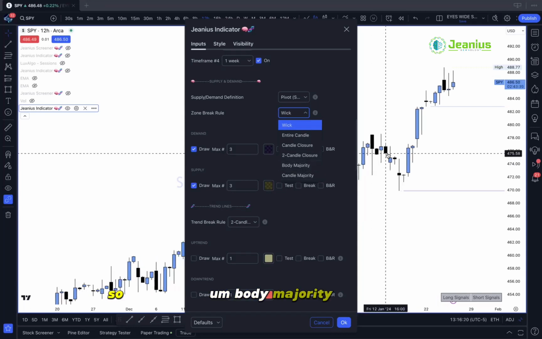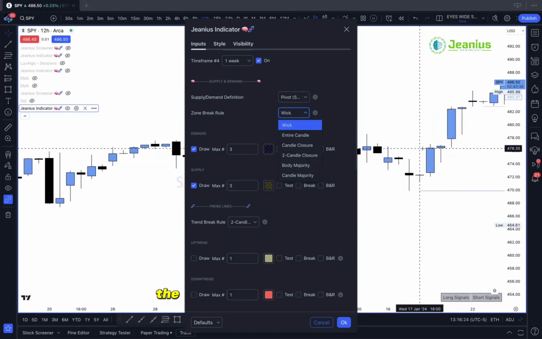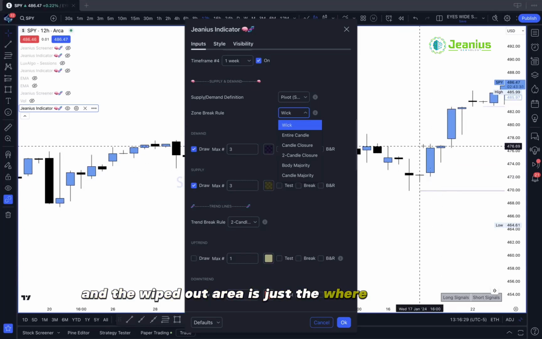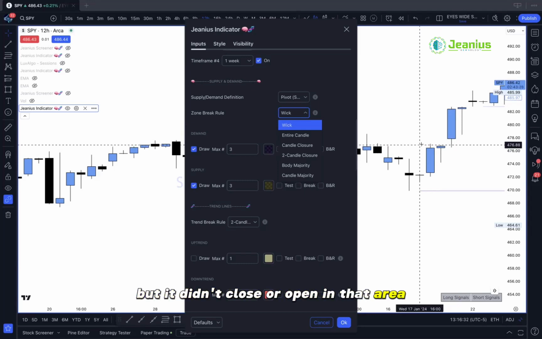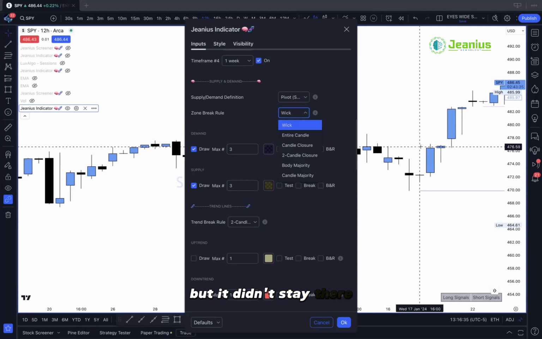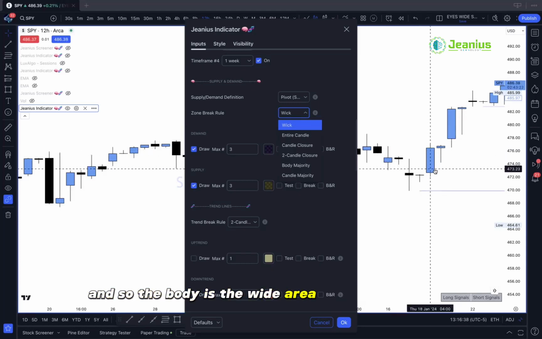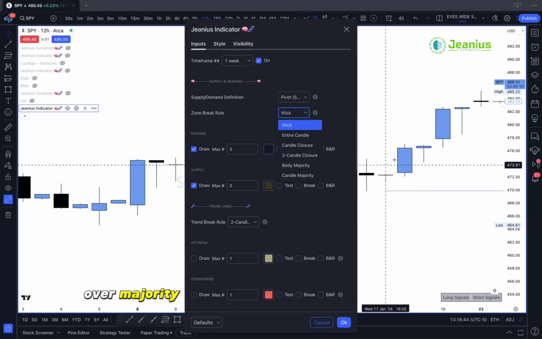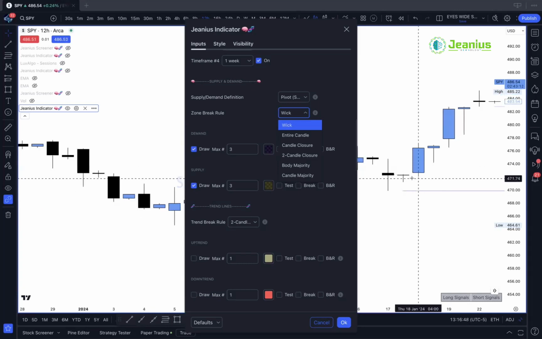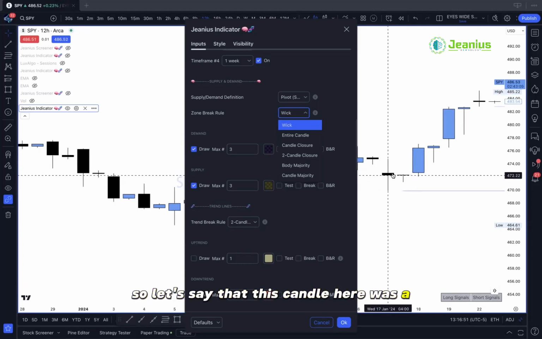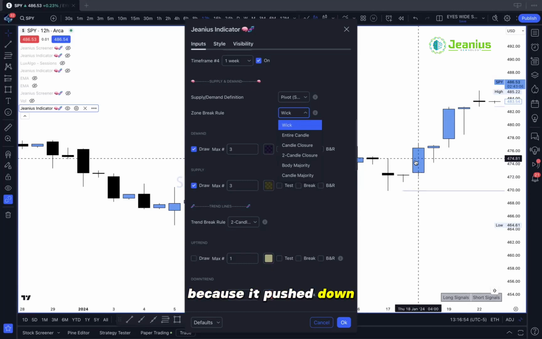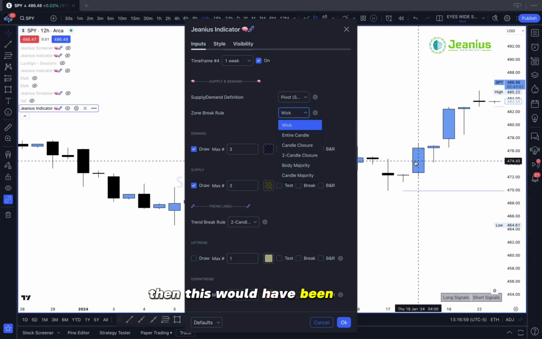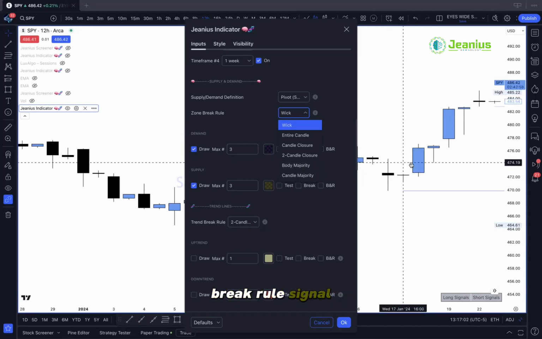Body majority. That means that if you're a beginner trader, the body would be the solid area, and the wicked out area is just where price pushed, but it didn't close or open in that area. This is just where price ended up pushing at some point, but it didn't stay there. So the body is the wide area of this candle here. A body majority would mean the majority of this body would have to have closed above a resistance level. Let's say there was a resistance at the top of this candle because it pushed down, and this candle mostly closed above here. If I had body majority, then this would have been a viable break rule signal.